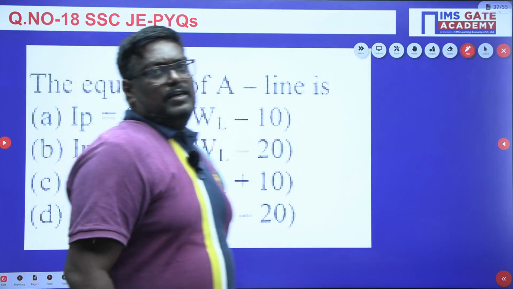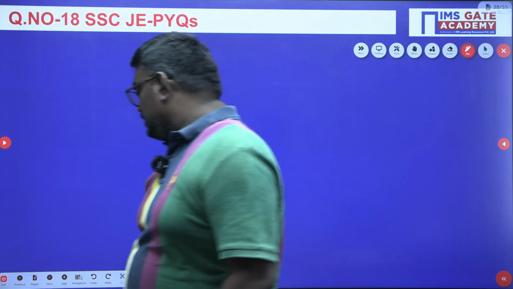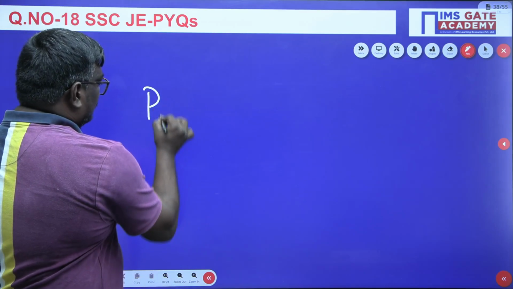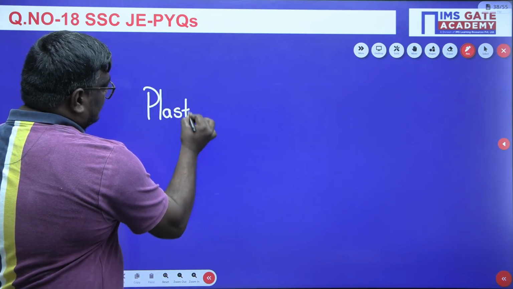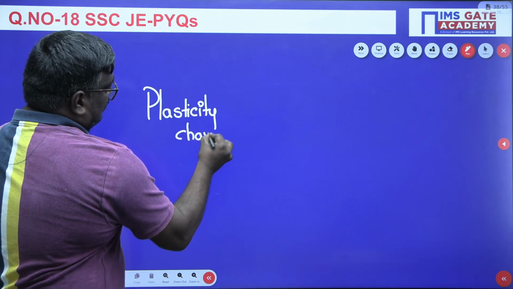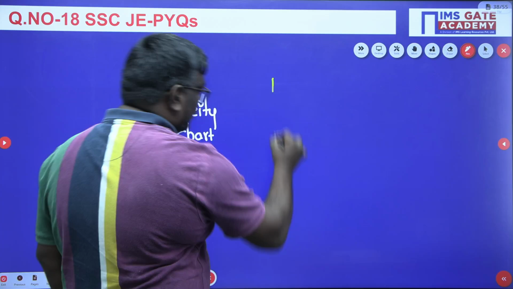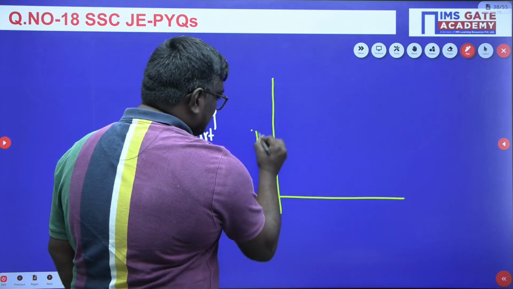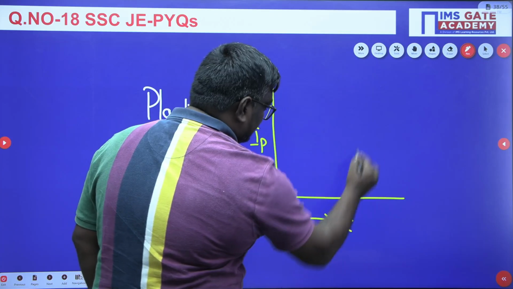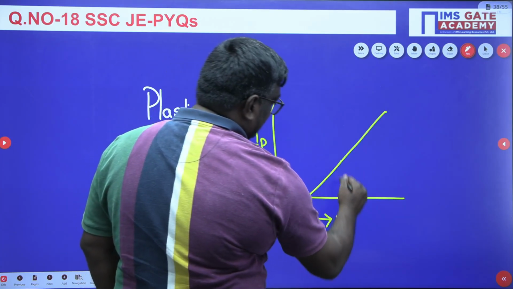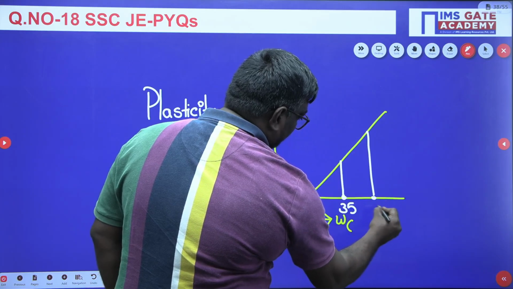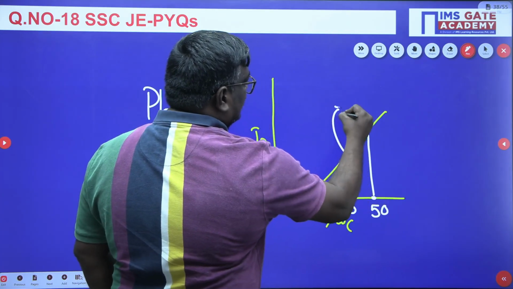Now, what is the equation of A line? Now, my dear students, why I have given this question here is, actually we should be aware of the topic called plasticity chart. You should be aware of this chart. A graph is drawn between plasticity index on y-axis and water content on x-axis. And we have here values 35, this is 50. And this line we call it as A line.